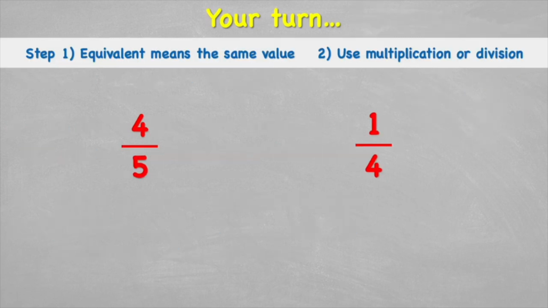Your turn. Have a go at answering these two questions and find a couple, which means maybe one or two, equivalent fractions for them. So find some equivalent fractions to 4/5 and find some equivalent fractions to 1/4. If you'd like to draw chocolate bars, go for it. Or if you'd like to just use multiplication and division facts, you can do that too. Put your answers in the comment section. I'm going to try and mark them all.